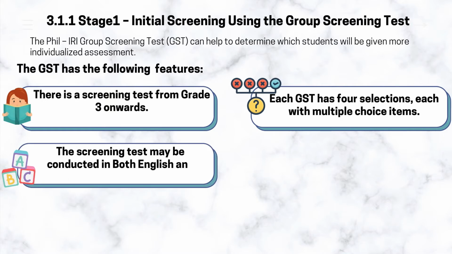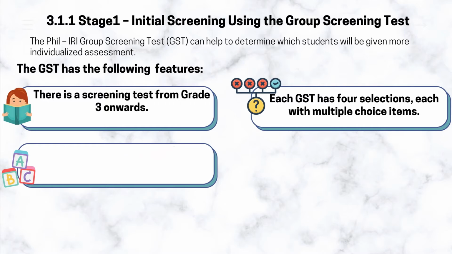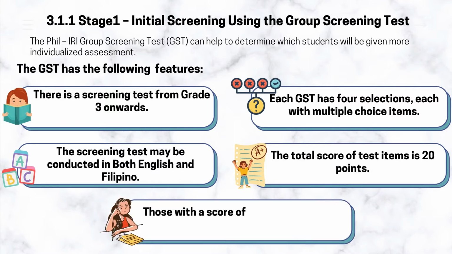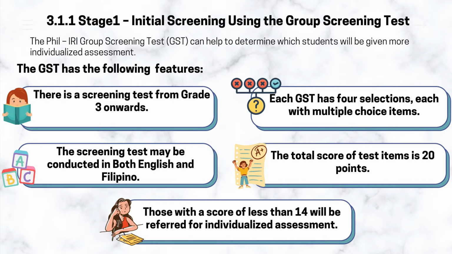The screening test may be conducted in both English and Filipino. The total score of test items is 20 points. Those with a score of less than 14 will be referred for individualized assessment.